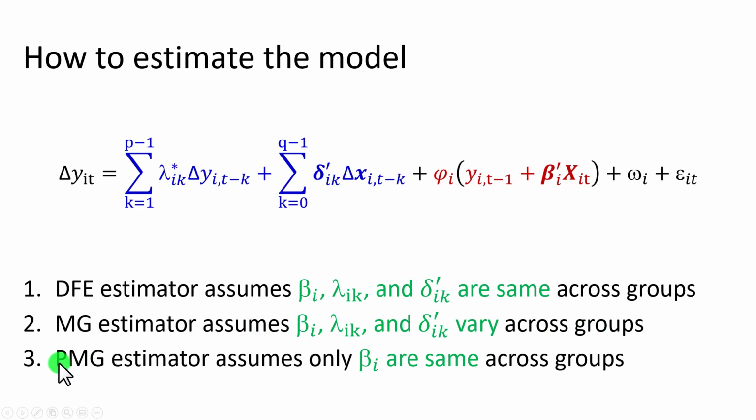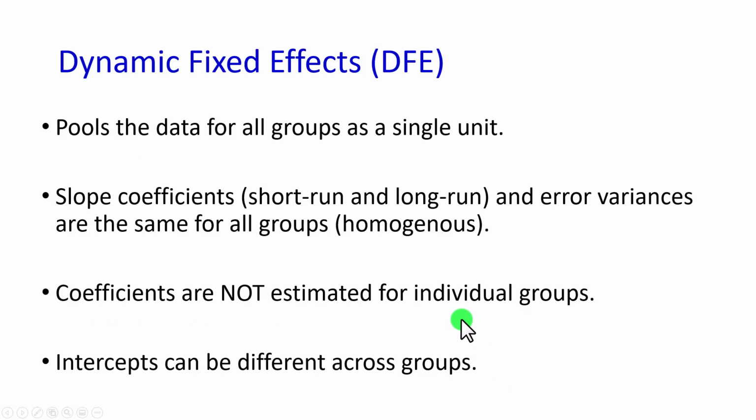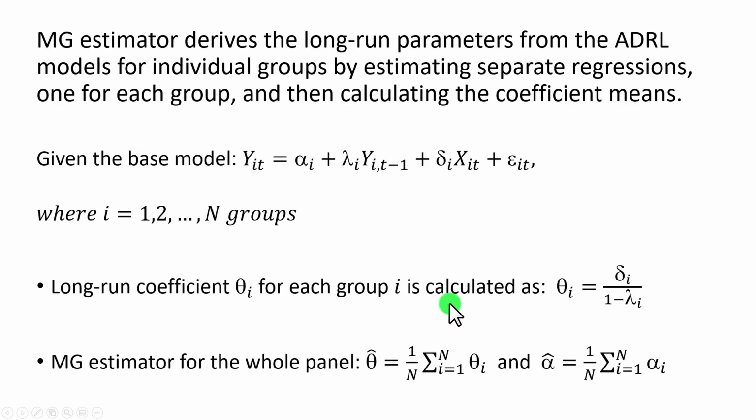In between is the pooled mean group estimator introduced in 1999 by Pesaran, Shin, and Smith, which assumes that only the long-run estimators are the same across groups while the short runs vary. So these are explained in turns a little bit in the next couple of slides, and you can pause a little bit and go over them.